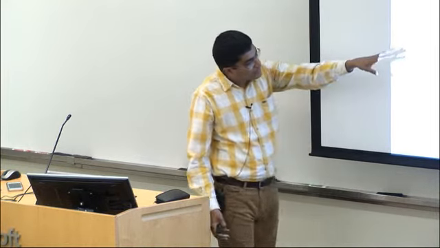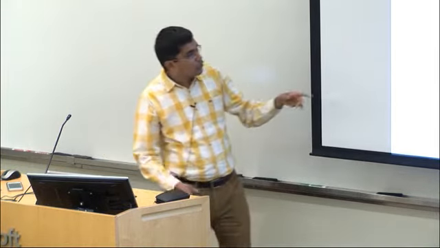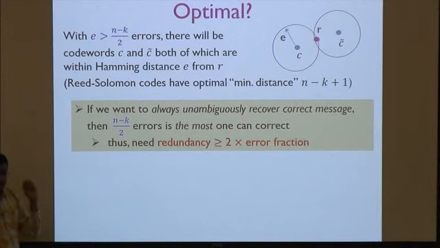This is the most errors you can correct, and the way I would like you to remember this is that the redundancy of the code, which is n minus k, has to be at least twice the error fraction you correct. So if you want to correct 30% errors, you need 60% redundancy.